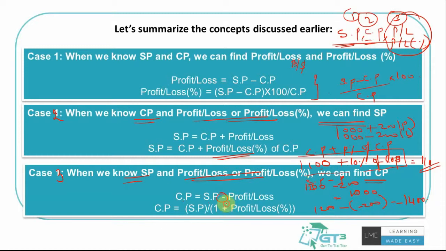Something similar for this also. The formula for cost price is selling price by 1 plus or minus profit or loss percentage. I use whatever is the sign. If it's profit, I use plus. If not, I have to do minus, right?